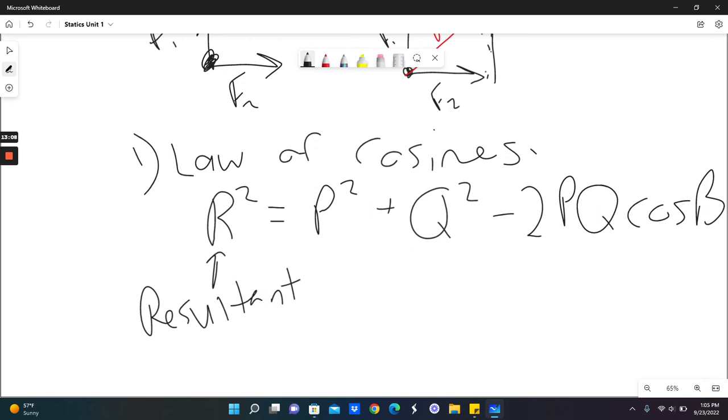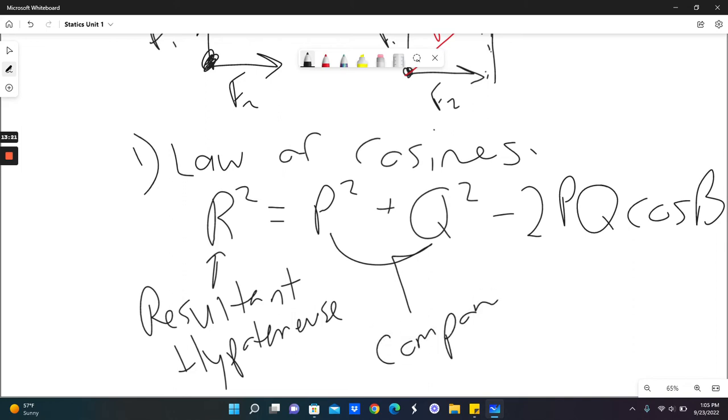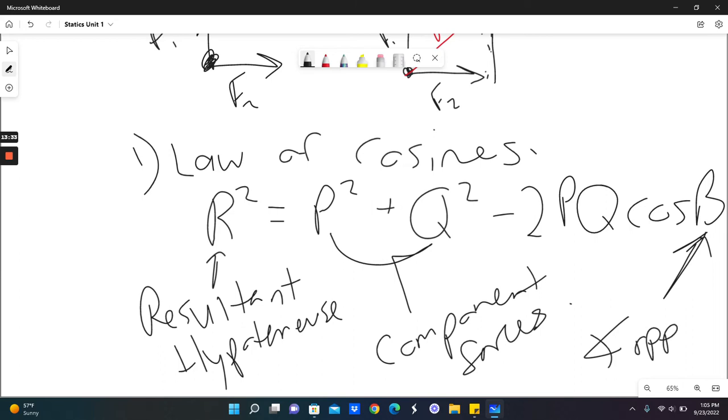On our triangle, it's going to be the hypotenuse, which also I'm not positive how to spell. P and Q are going to be the component forces. And B, or beta, depending on my mood usually, is going to be the angle opposite R.